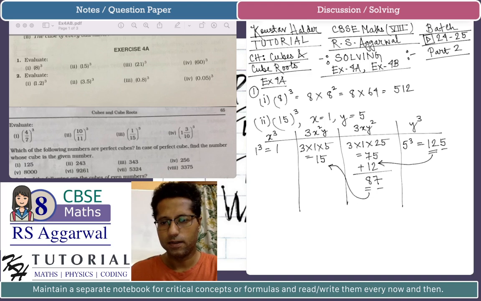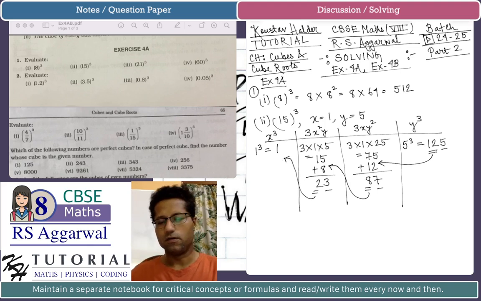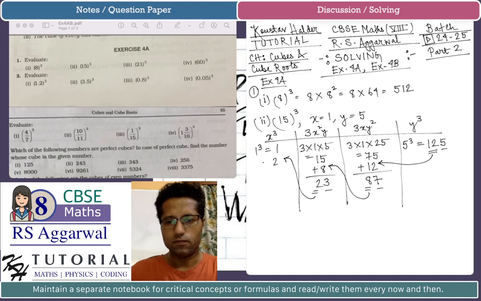So we will add 8 to 15 and we get 23. Now 23, mark the digit at the units place, 3, and you see there are more digits, 2. Similarly, you have to add this 2 with the value of the previous column, that is x cube. So we add 2 with 1 and we get 3.